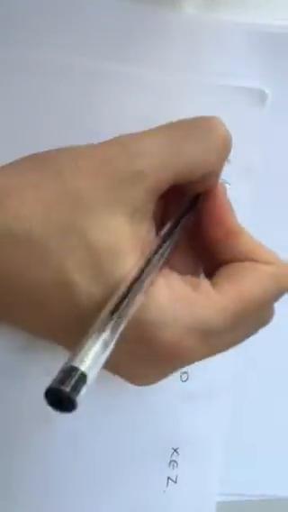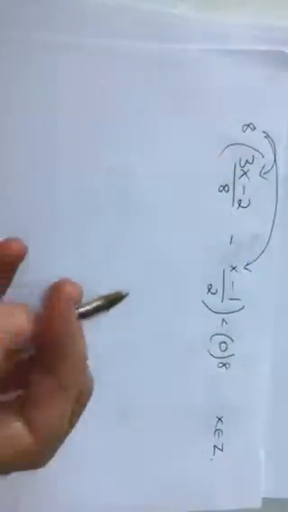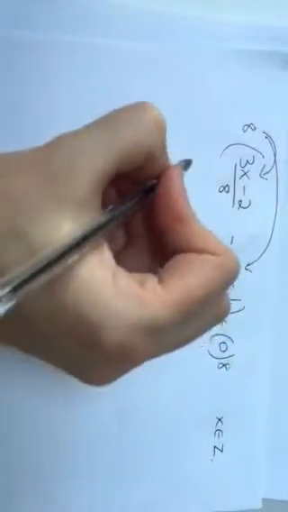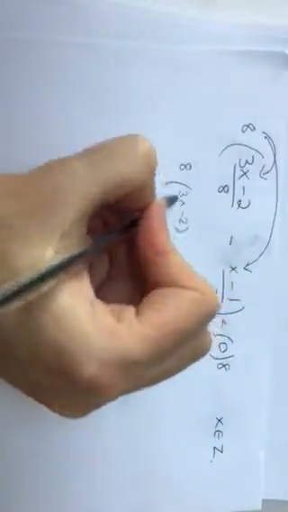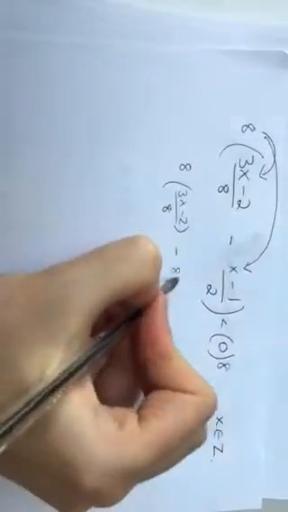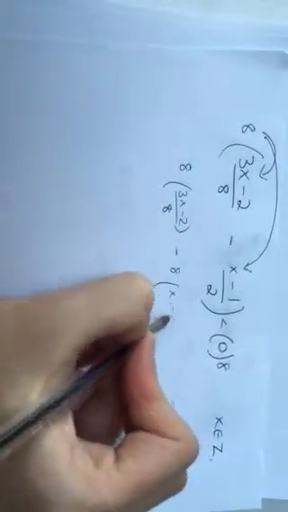So I'm going to multiply the left by an 8 and the right by an 8. So if I multiply 8 by this fraction and 8 by this fraction, I'll end up with 8 times (3x minus 2) over 8, minus 8 times (x minus 1) over 2, and 8 times 0 is 0. So then that simplifies, and I end up with 3x minus 2.